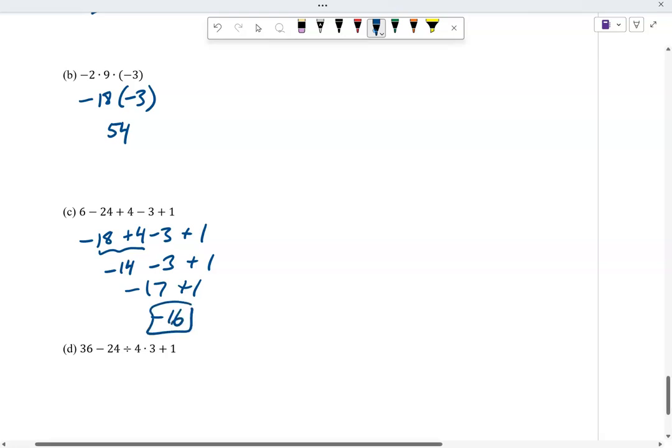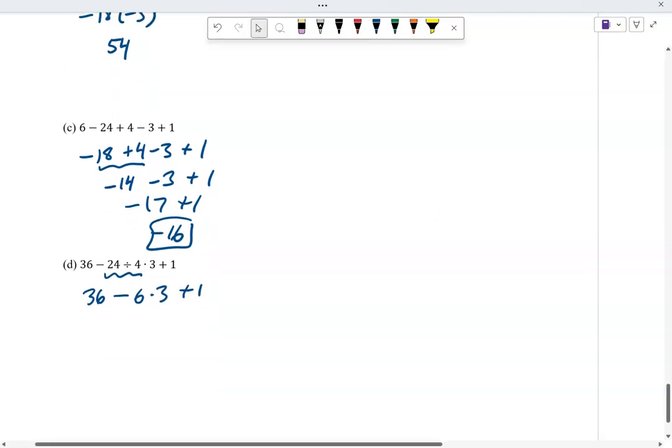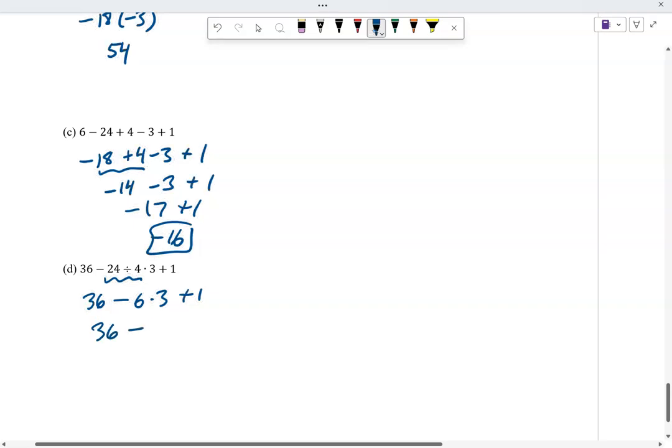All right, let's do this last one. I've got some subtraction. I've got some division and multiplication. So we'll do that division and multiplication left to right. I'm going to do that negative 24 divided by 4 first. So I've got 36 minus the 6, negative 24 divided by 4 times 3. Let's do the multiplication now. So 36 minus the 18. And then we've got addition and subtraction. So 36 minus 18 is 18, plus 1 ends up being 19.